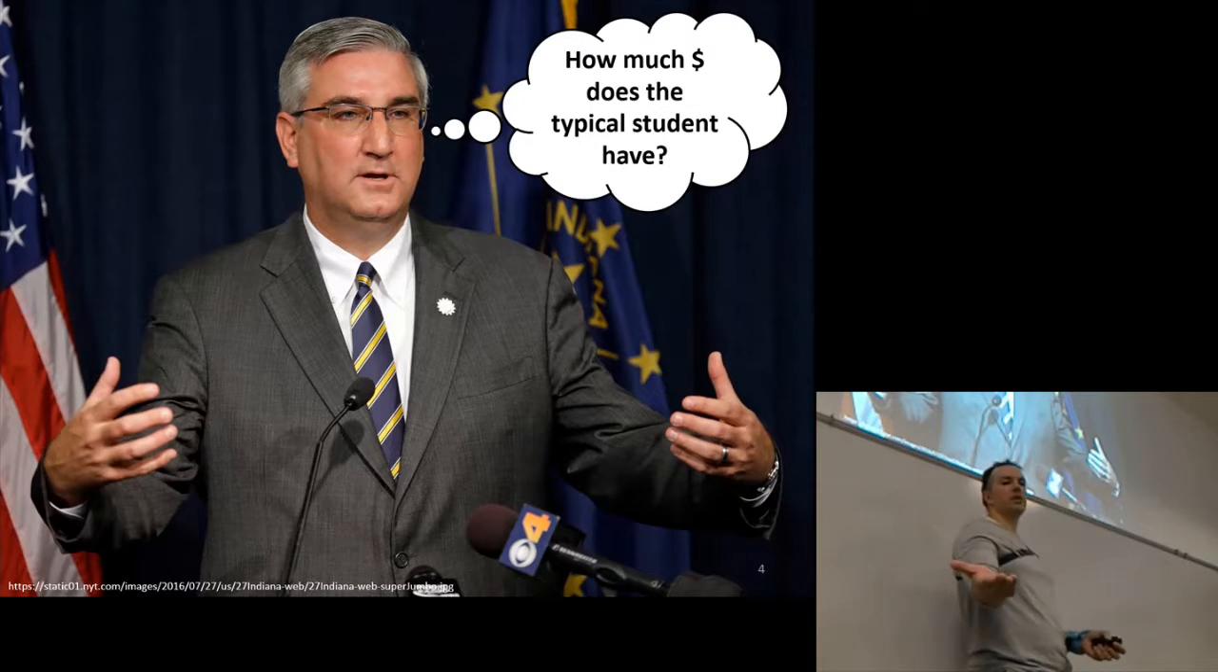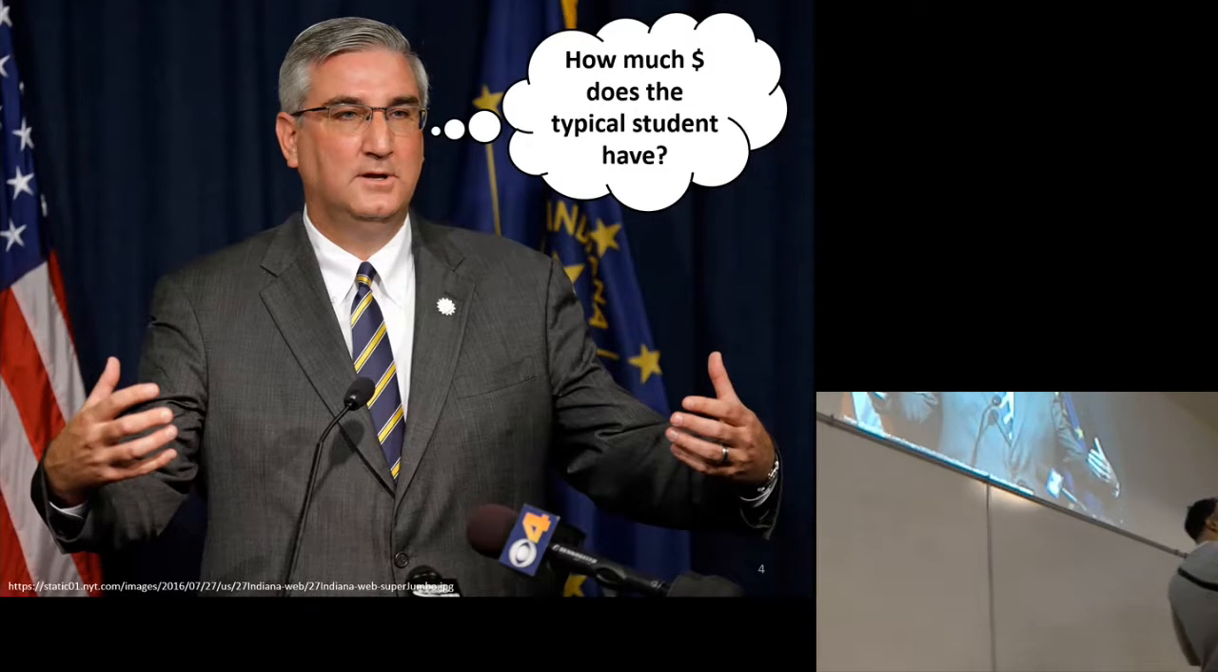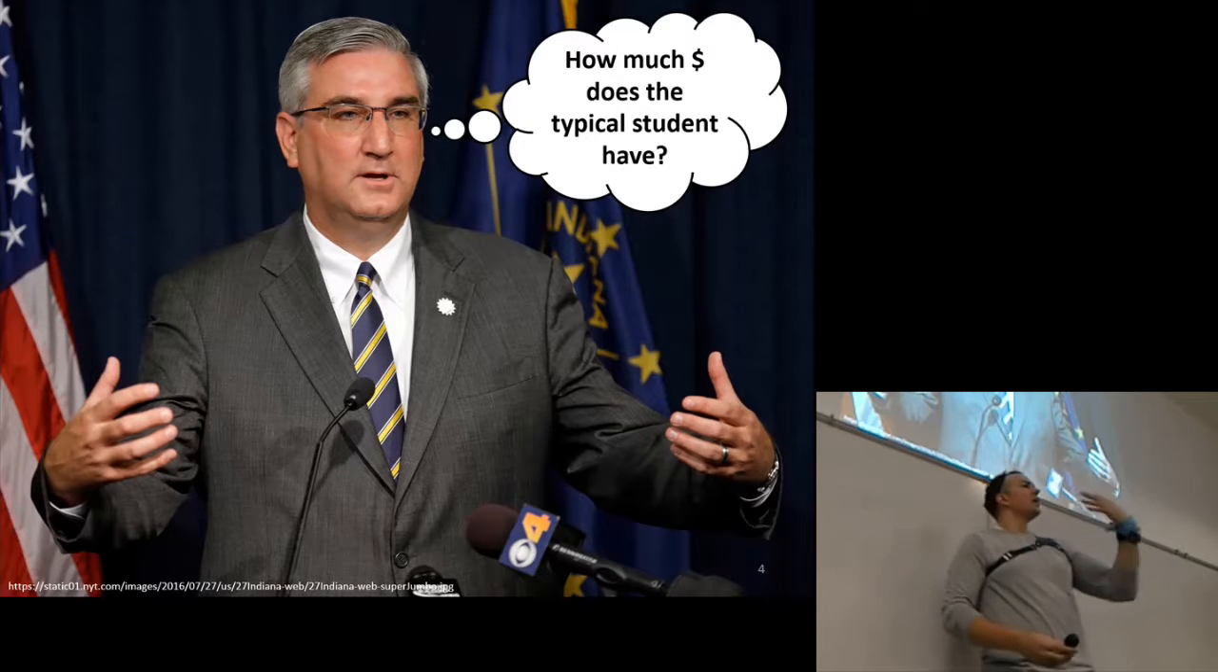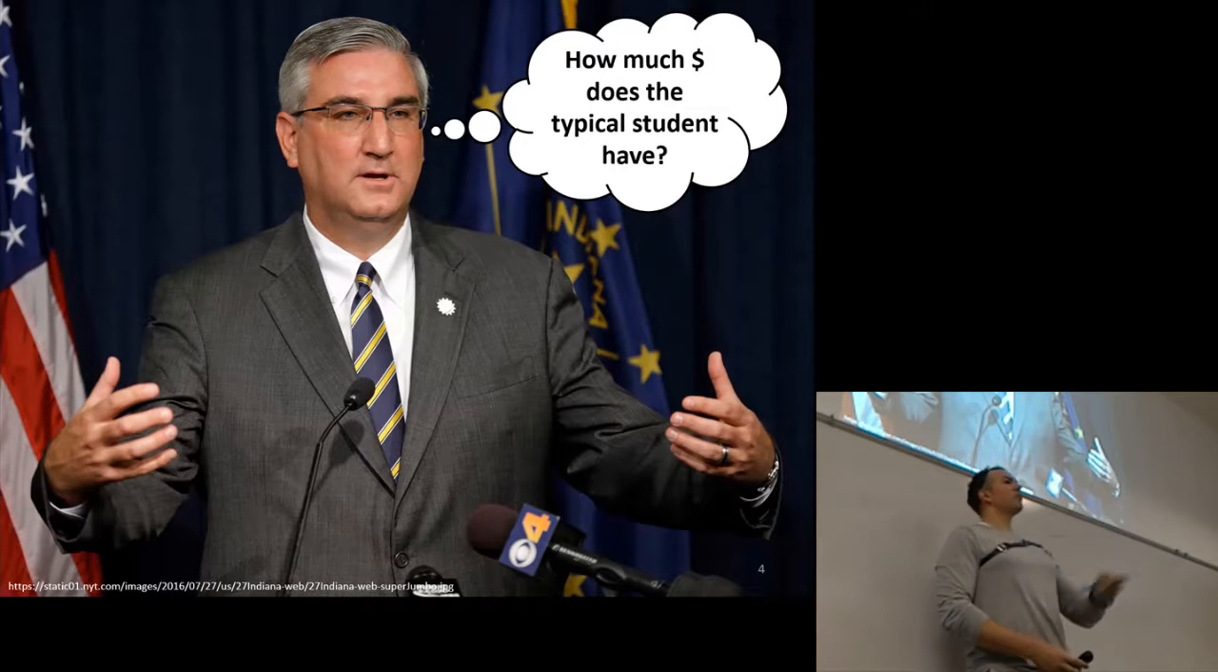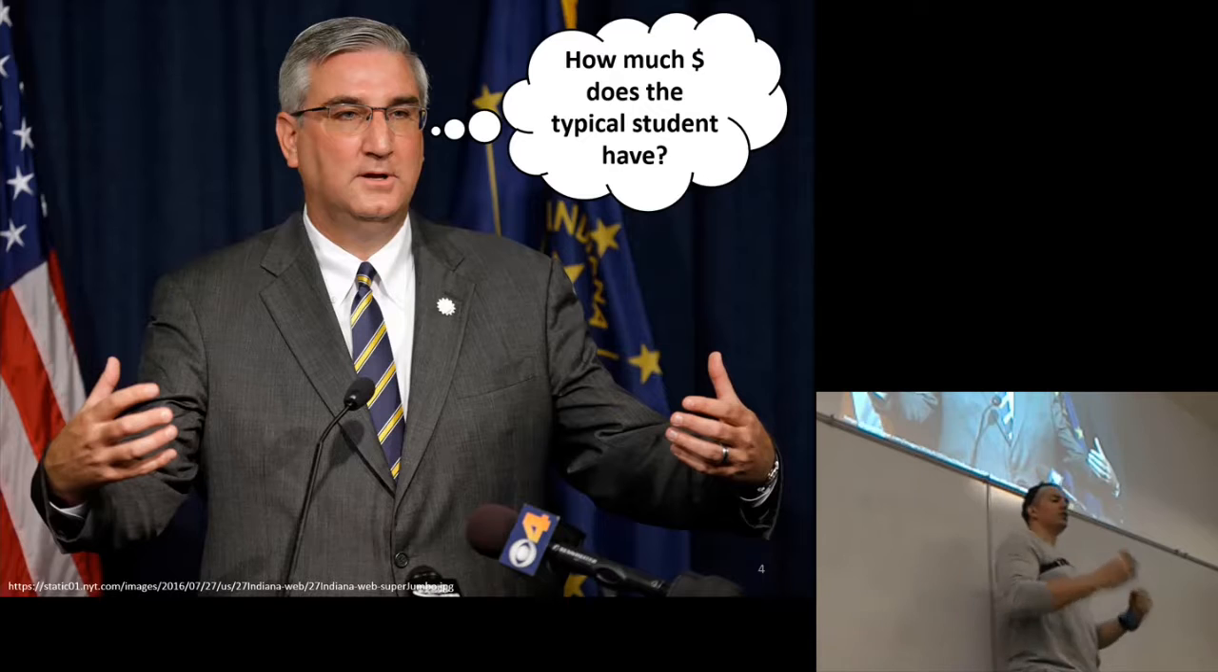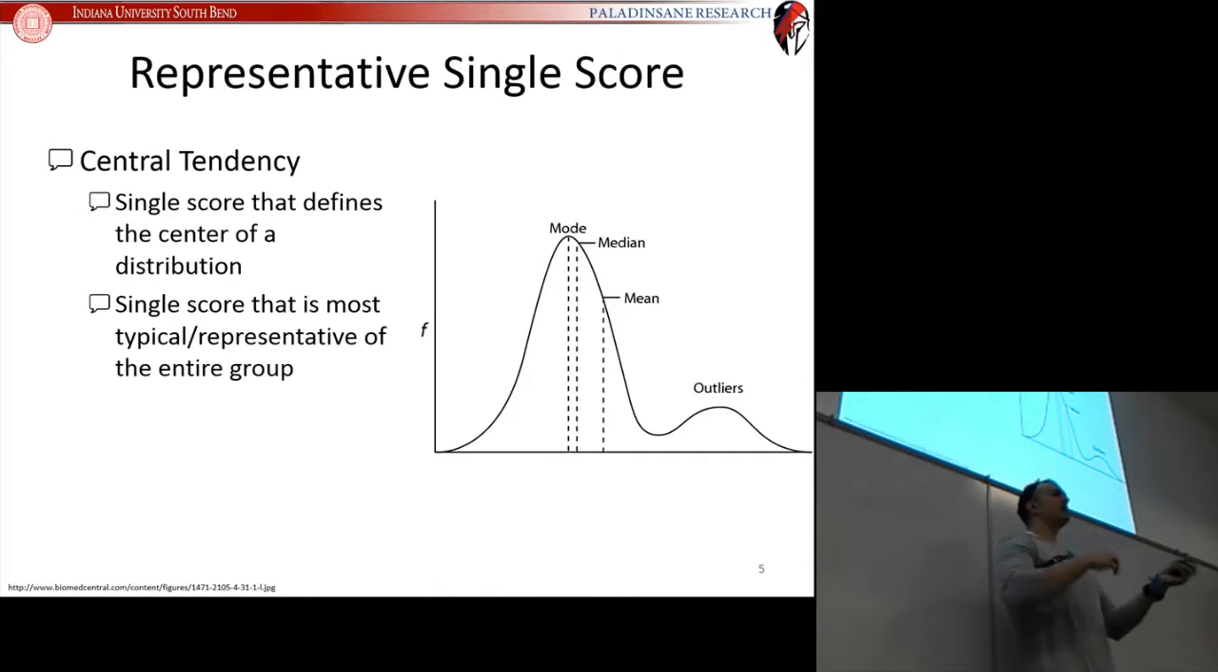For example, if you're dealing with the governor of Indiana, a politician, he might not have a background in statistics, he might not have a background in science, but he might want to know how much funding the typical college student has so that he can set aside money in the budget. He wants one number that'll give him a grasp on what the general picture is, and that's the number we're after. That's that measure of central tendency. So as we saw, it's that idea of a single representative score.